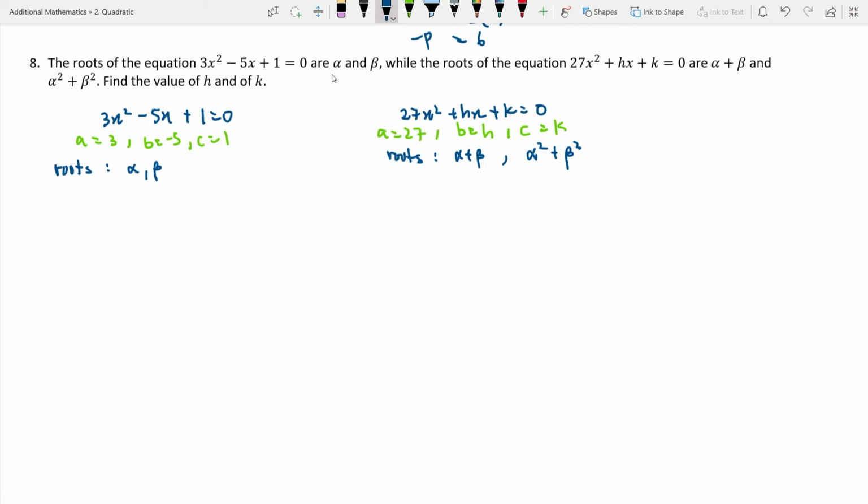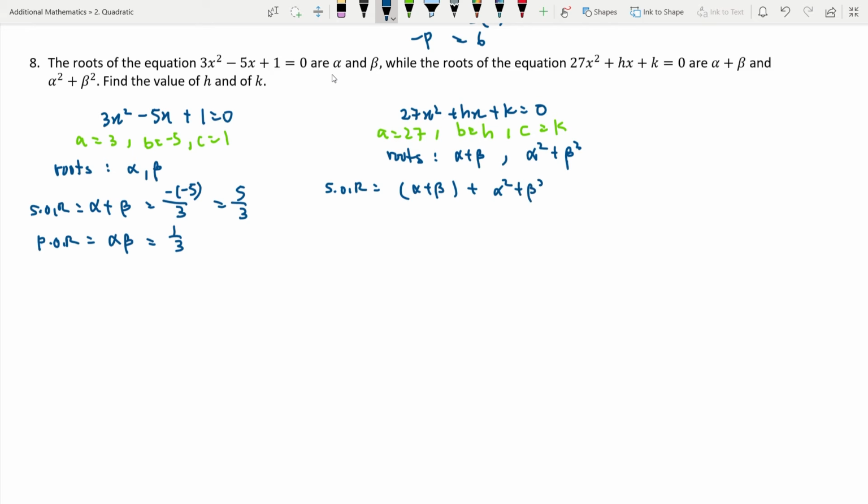Let's start with the first equation. The sum of roots, alpha plus beta, is -b over a, which is 5 over 3. The product of roots, alpha beta, is c over a, which is 1 over 3. For the second equation, the sum of roots is alpha plus beta plus alpha squared plus beta squared. Recall, a squared plus b squared is equal to (a + b)² - 2ab. So for the sum of roots, we have alpha plus beta plus (alpha plus beta)² minus 2 alpha beta. Substitute the values of alpha plus beta and alpha beta we obtained just now.